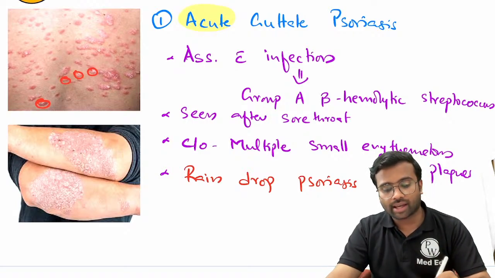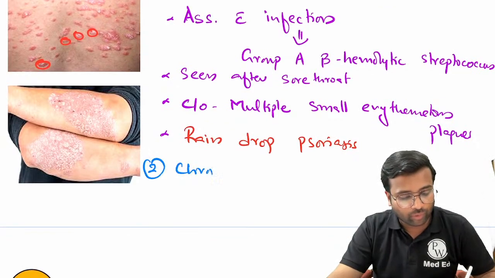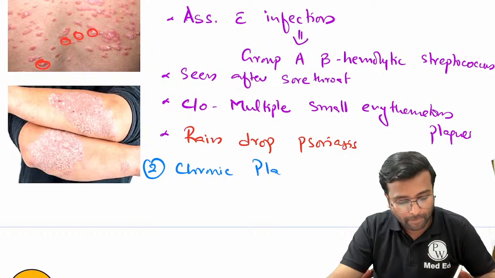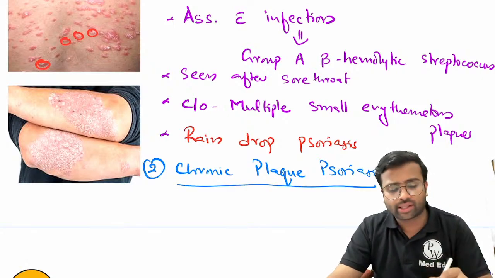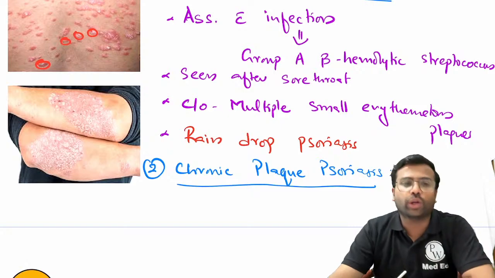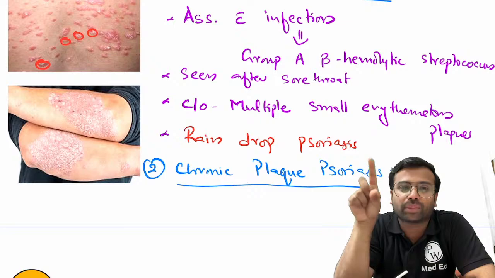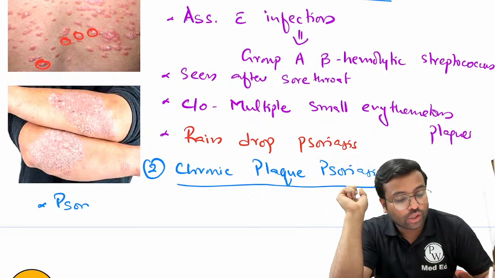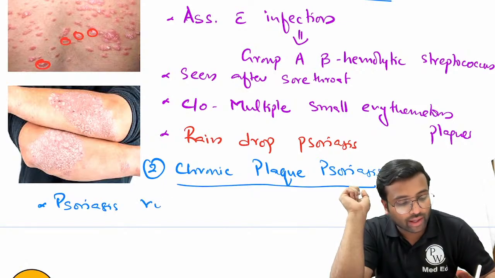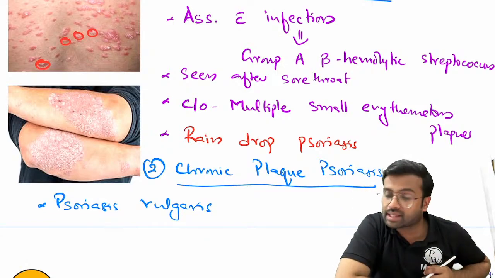The second one, as I have listed earlier, is called chronic plaque psoriasis. Now, during our last session, I told you about the most common type of psoriasis. We use something called vulgaris, correct? So this one is what we call psoriasis vulgaris.